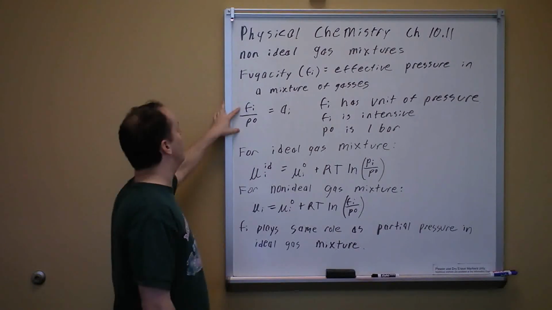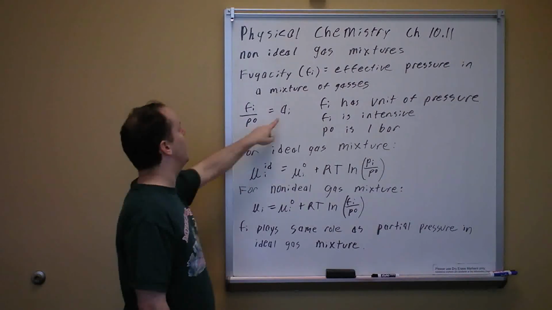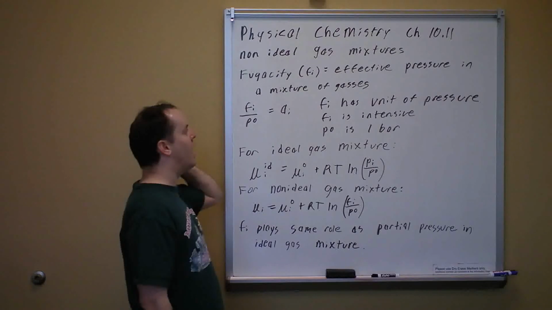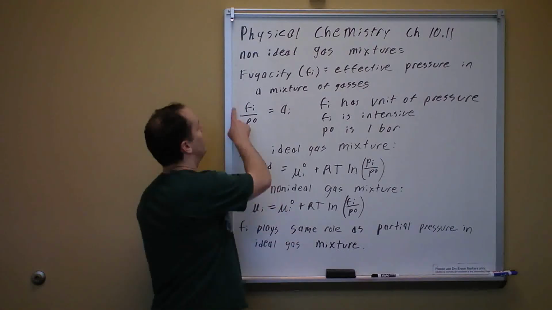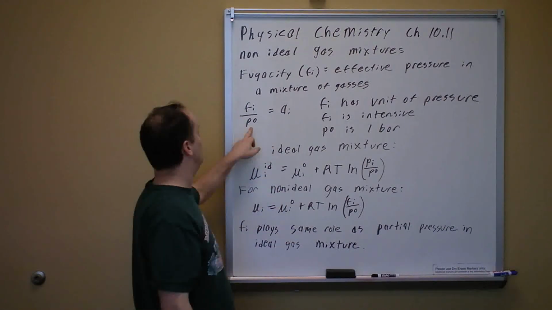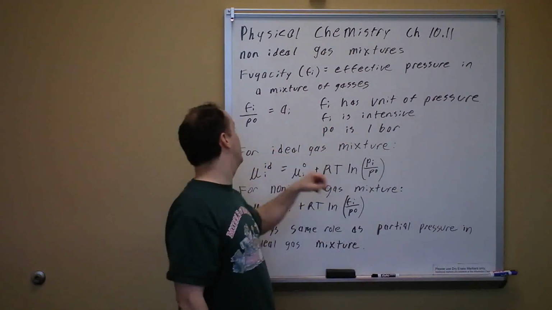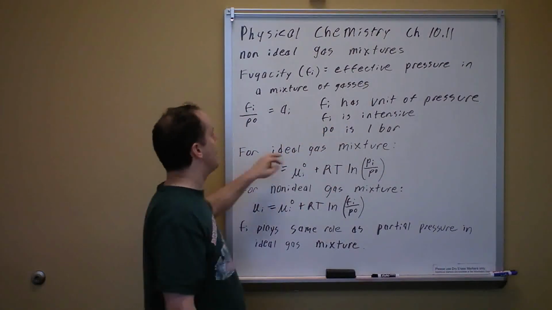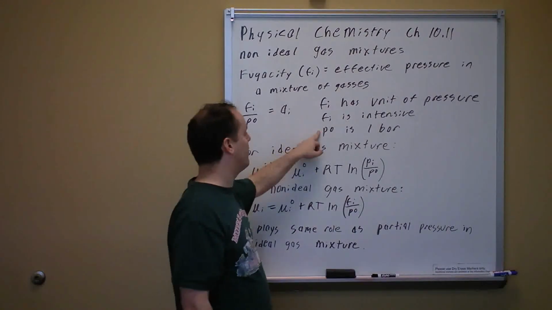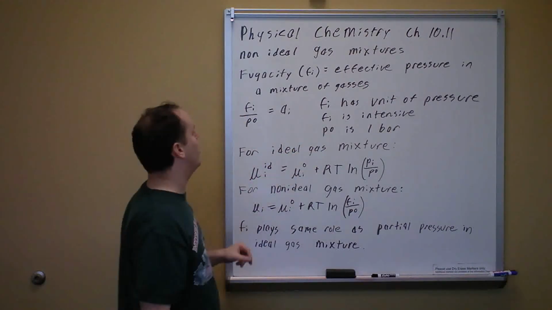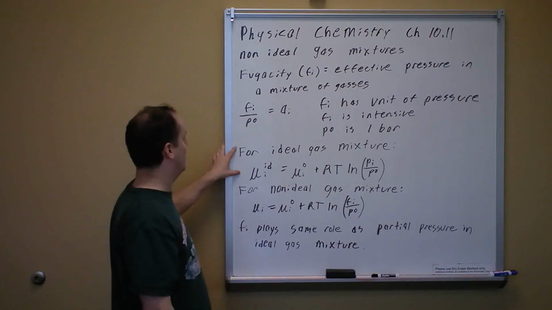Now, the fugacity of the substance I divided by P naught, that's our activity, A sub I. So F sub I has units of pressure, because obviously P naught has units of pressure, and A sub I is dimensionless. And F sub I is intensive. Well, pressure is always intensive, duh. And of course, P naught is 1 bar for this type of equation.